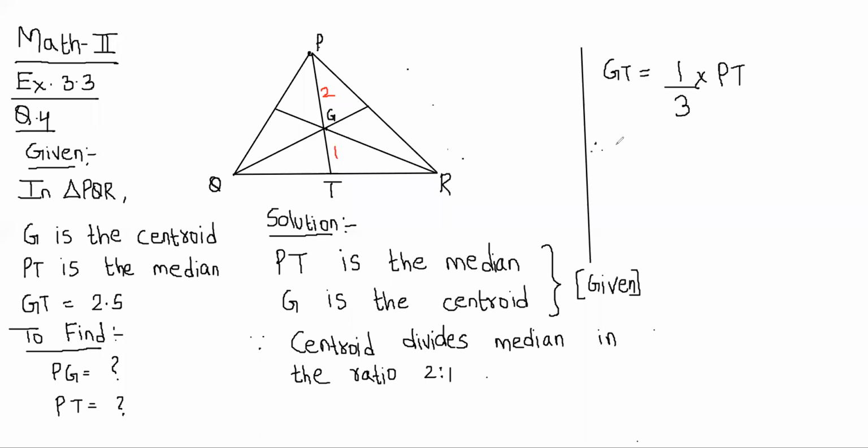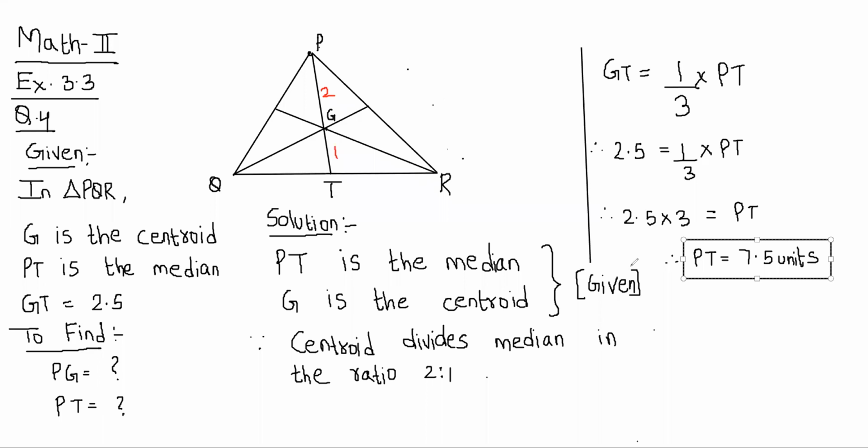Let us solve this. GT is 2.5, which is equal to 1/3 into PT. 3 इधर divide हो रहा है, उधर गया तो multiply होगा. So we are going to shift 3 towards the left hand side. Therefore, we get PT is equal to 7.5 units. Our first final answer, put it in the box.